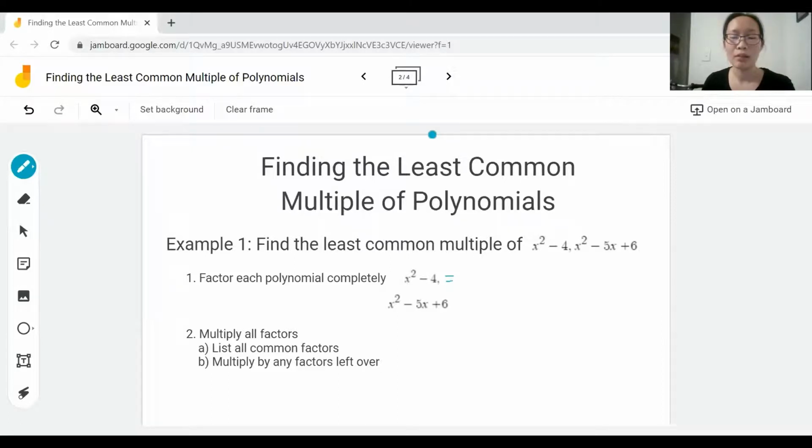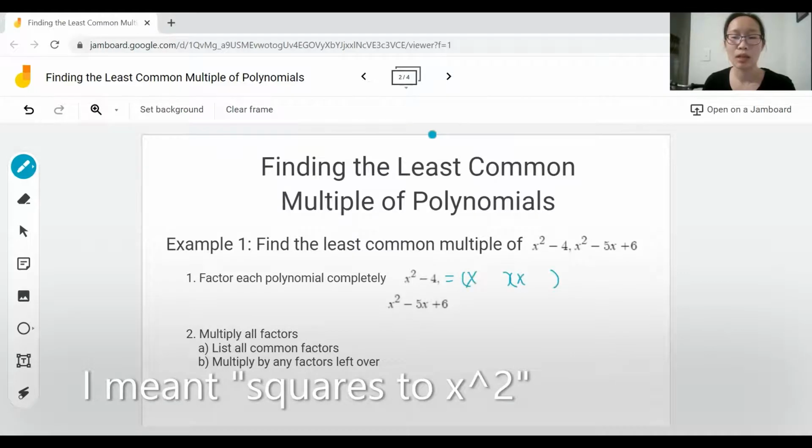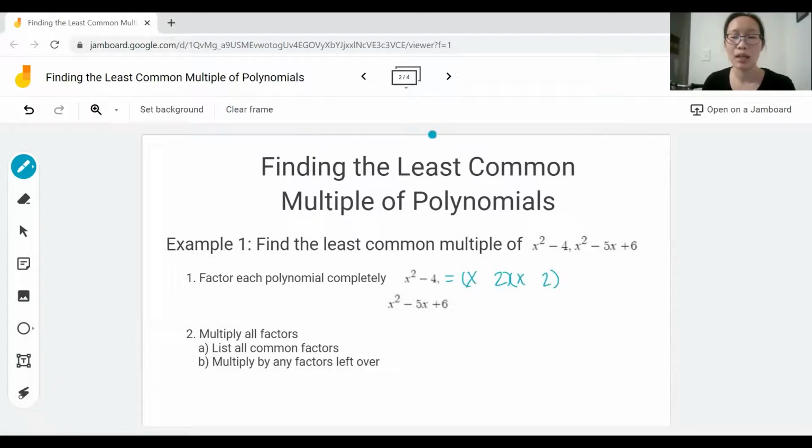I notice that my binomial is a difference of squares, so I'm looking for something that squares to x squared, so that's x, and then something I square to get 4 is 2. And because this is a difference of squares, one is going to be positive and one is going to be negative. In my trinomial, I'm looking for a number that multiplies to 1 times 6 and then adds to negative 5. So that's going to be negative 2 and negative 3.